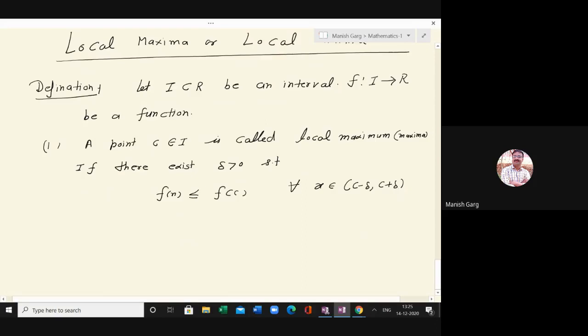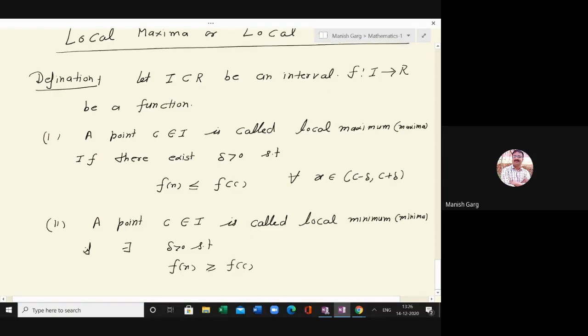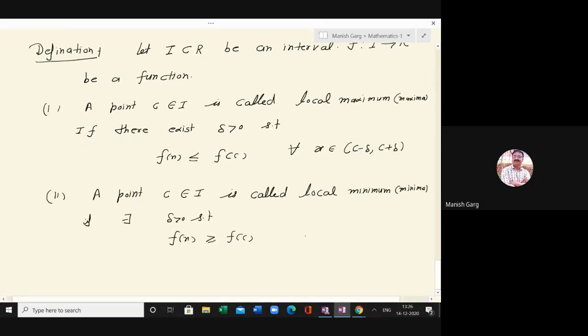This is the neighborhood. Same definition: a point c, element of I, is called local minimum or minima if there exists a delta greater than 0 such that the value of the function at c will be minimum among all the points which lie in the neighborhood of c.